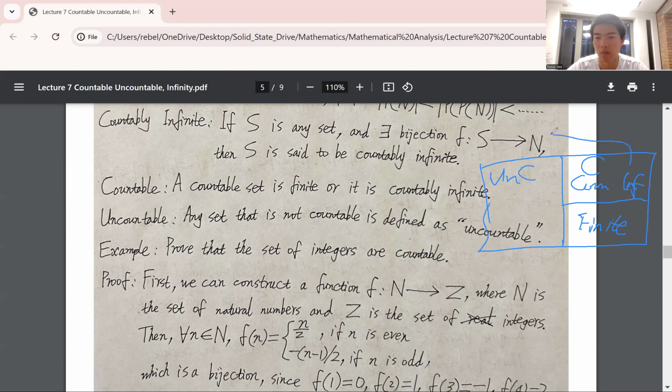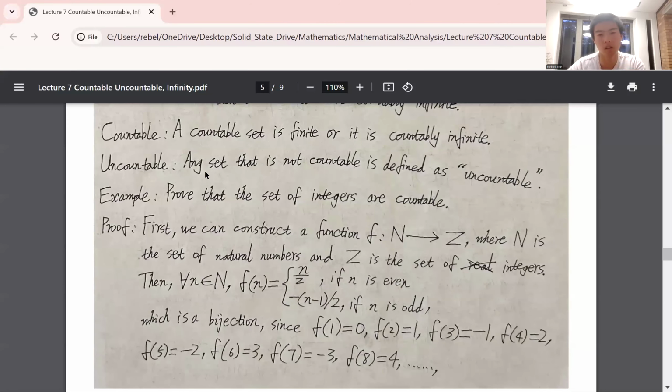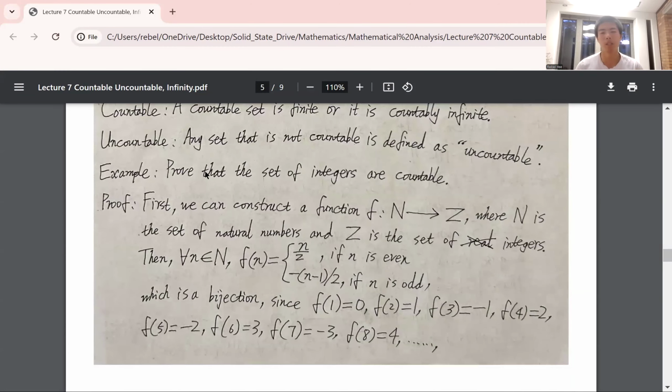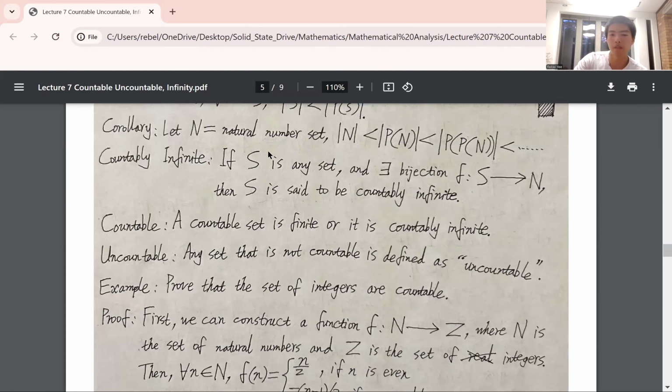And countably infinite must satisfy this condition. And this is a bijection. So this is the classification of sets in the aspect of cardinality. Okay. So we'll give one example here to show what countably infinite means. By definition, if a set is countably infinite, there exists a bijection from S to N.